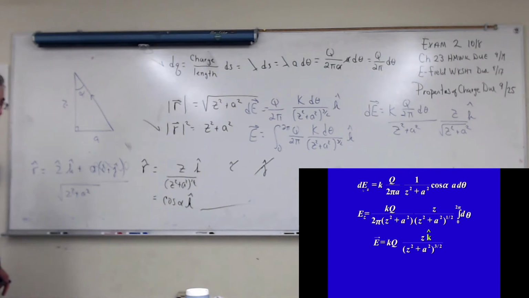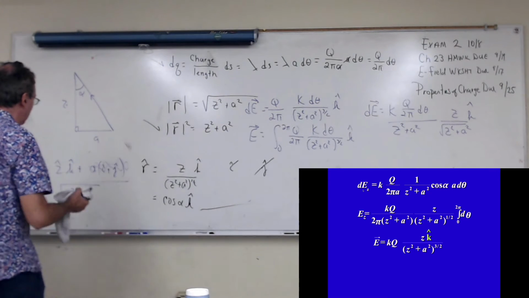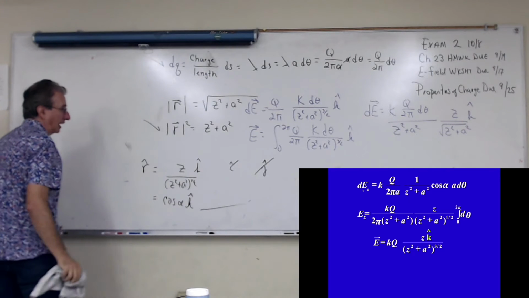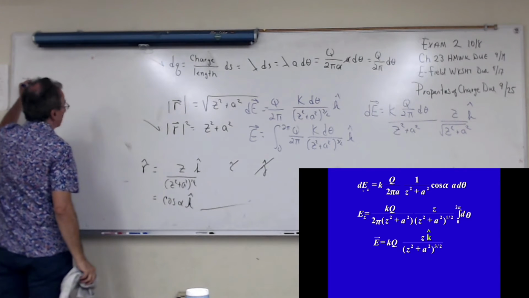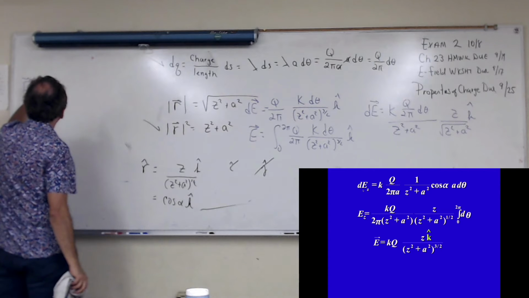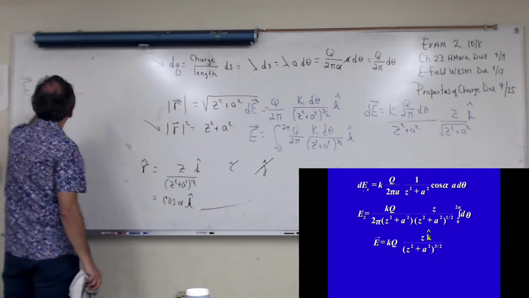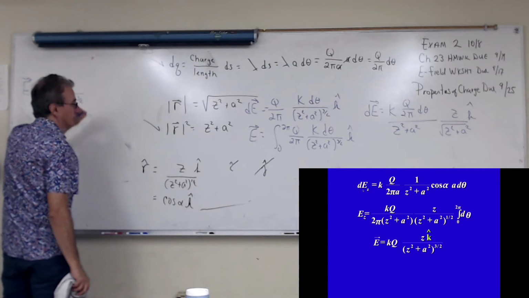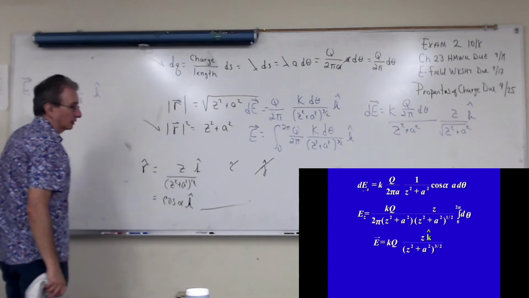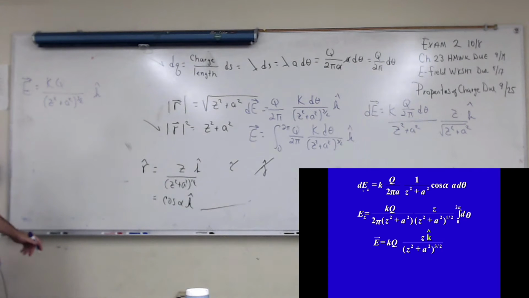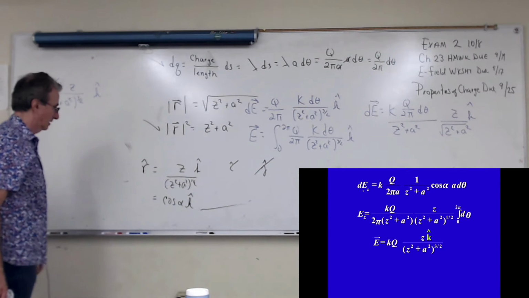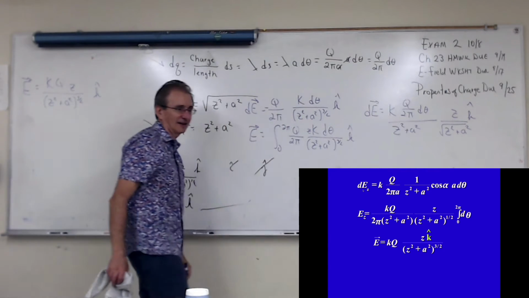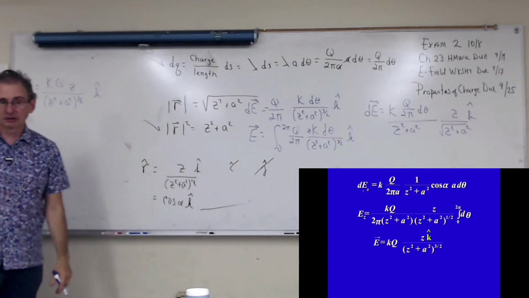So anyway, when I perform the integral, I have an easy integral to do. And what I get is that the electric field is equal to KQ over Z squared plus A squared to the 3/2, and I forgot a Z. And I forgot a Z here. That's it. I'm done. So the integral was easy.